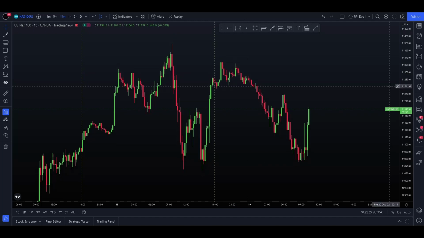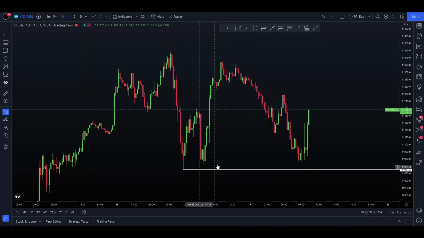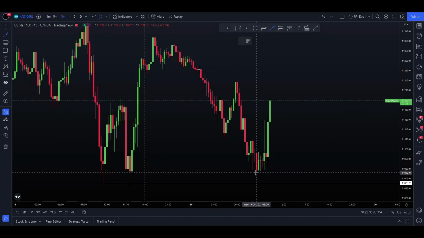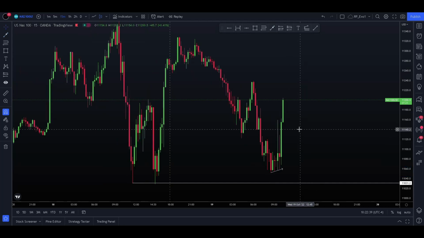Okay, welcome back everyone. We're looking at NASDAQ here. See relative equal lows here and a bunch of sideways consolidation here. So this is my drawn liquidity. I believe we should seek lower prices.